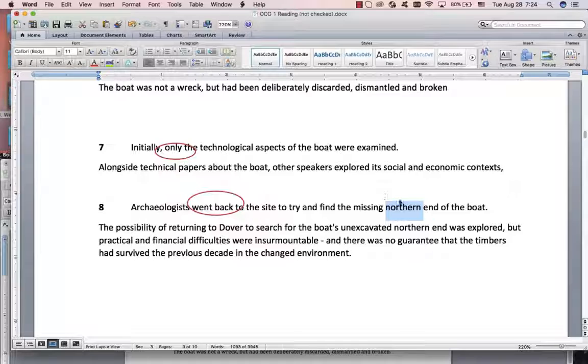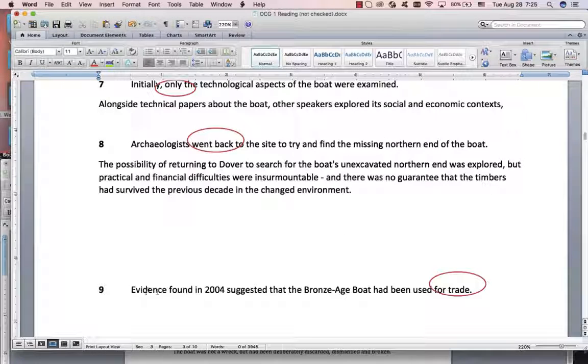So that was not, they didn't test this. This was scanning language. It wasn't the target language that they're trying to change to anything else. This was just there to help you find the sentence. Then you must focus on the real question. And our last one: evidence found in 2004 that had been used for trade. Don't get too confused about this. Was it 2006? Was it something else? This is not the target question. This is just to help you find the right sentence.